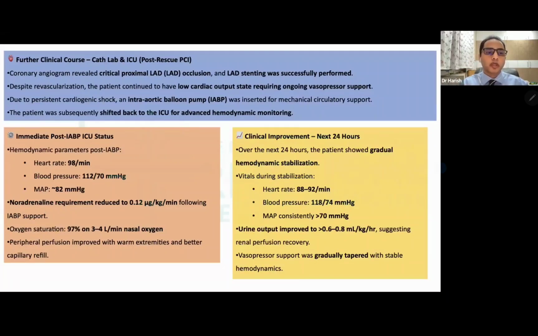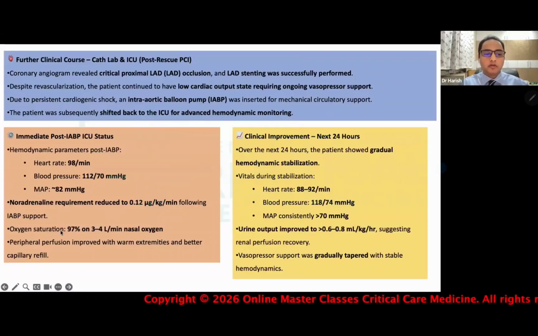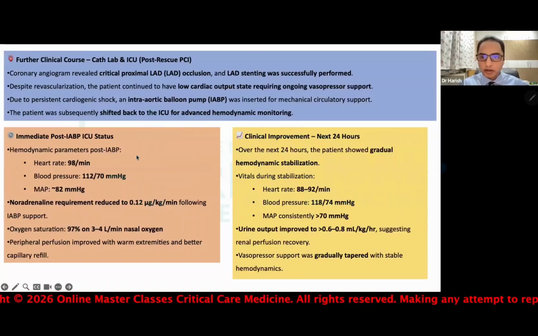Immediately post IABP, heart rate is 98, blood pressure improved to 112 by 70, MAP is 82, and norepinephrine requirement reduced to 0.12 mcg per kg per minute. Oxygen saturation on 3 to 4 liters of oxygen is around 97%. Peripheral perfusion improved with warm extremities and better capillary refill.